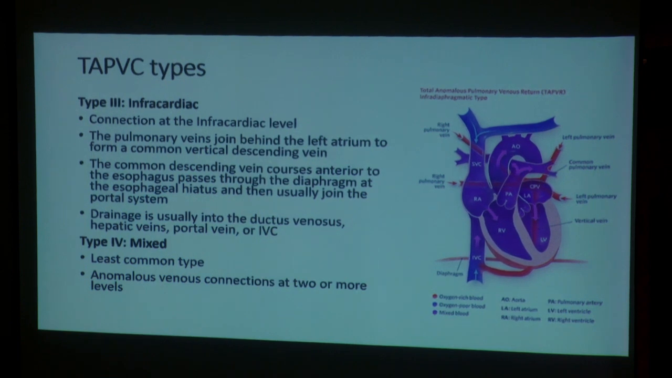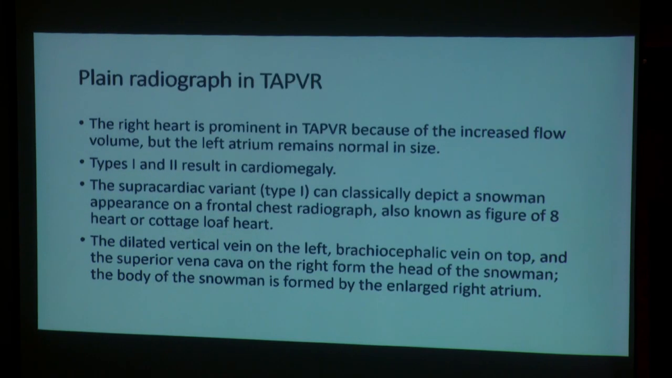Does this type cause cardiomegaly? Infracardiac TAPVC, does it cause cardiomegaly? Cardiomegaly occurs only in type 1 and type 2. Type 3 or infracardiac TAPVR does not cause cardiomegaly. Okay. Remember, the supracardiac variant can cause a classical figure of 8 or a cottage loaf heart. And as I said, the vertical vein, brachiocephalic vein, and the SVC form the head, and the body of the snowman is formed by the enlarged right atrium.